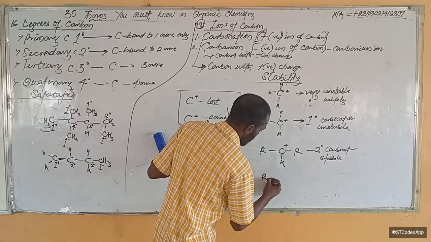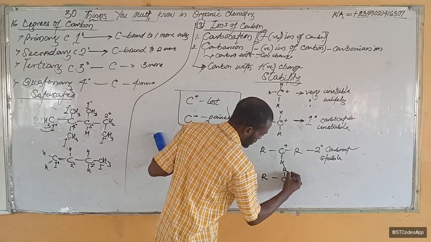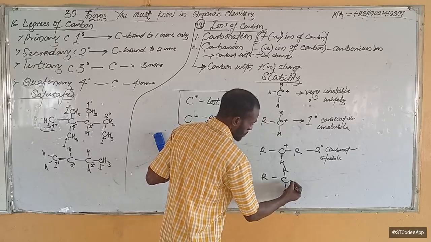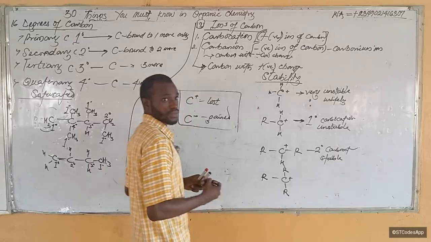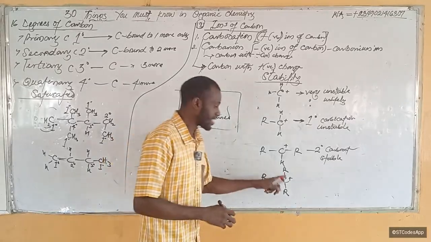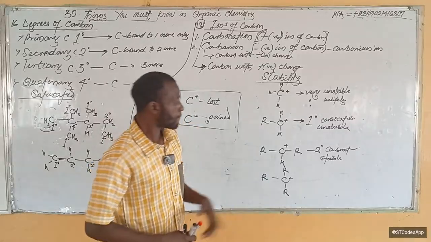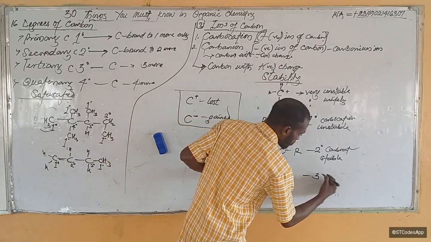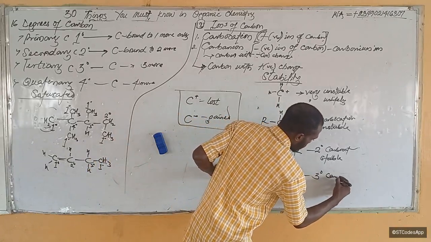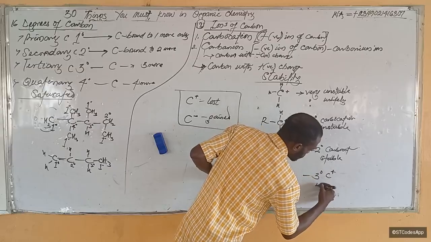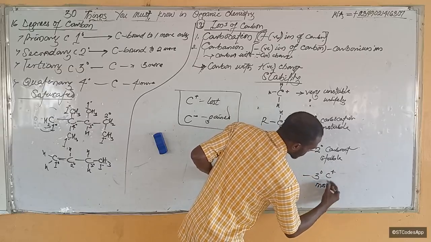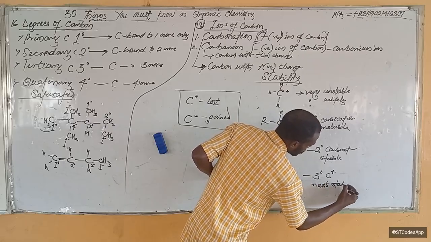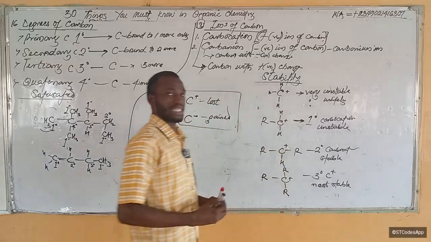The next one is R, C bonded to another R, and C is bonded to another R. Okay? Then you see a carbocation. Now this guy is more likely to form. Why? Because it is more stable. Tertiary carbocation. It is, in fact, the most stable carbocation. Is that clear?